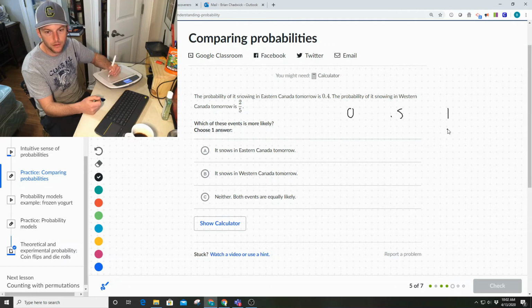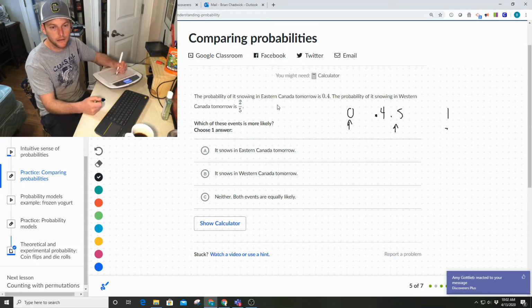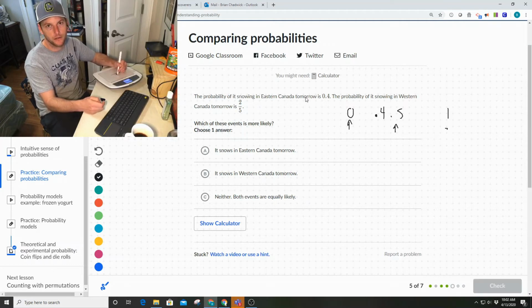Remember, this is a guaranteed sure thing right here, and this is impossible, won't ever happen, and this is a coin flip, 50-50. So 0.4 would go about right here. And so the probability of snowing in western Canada tomorrow is 2/5. Now again, they're trying to make us do our fractions. 2/5, easiest way to do this, I'm going to multiply both numerator and denominator by 2. That'll give me 4 over 10, which is the same as 0.4.